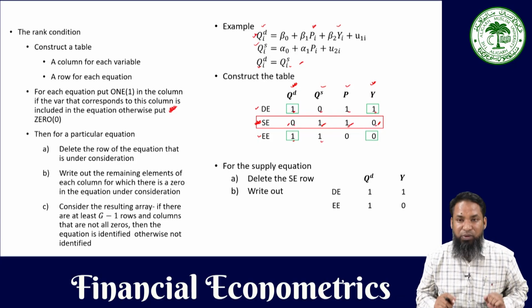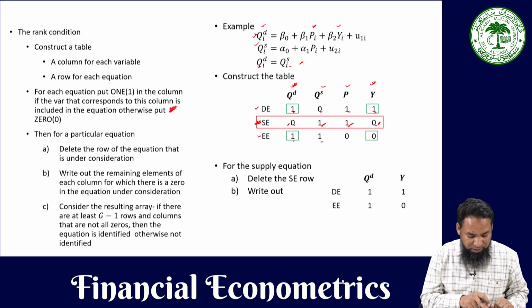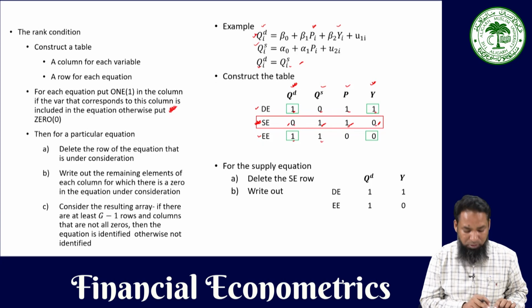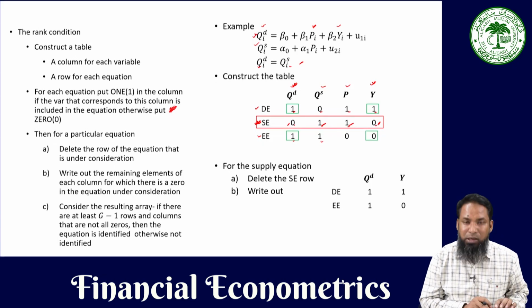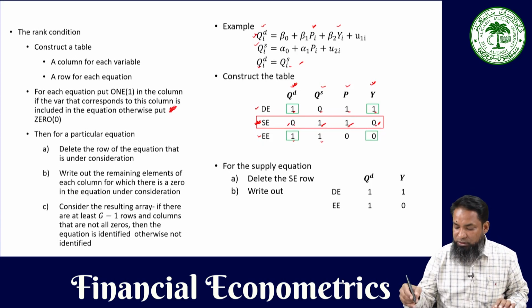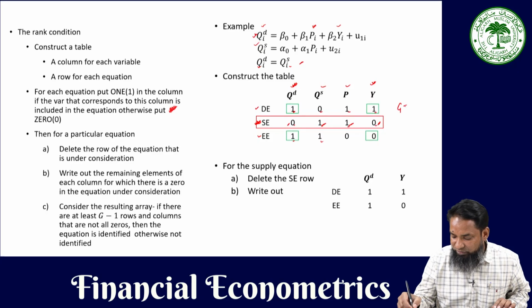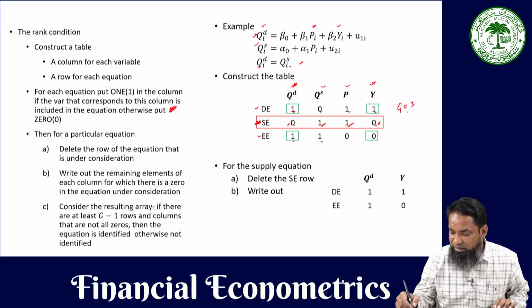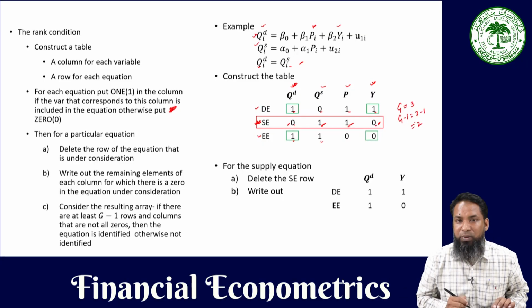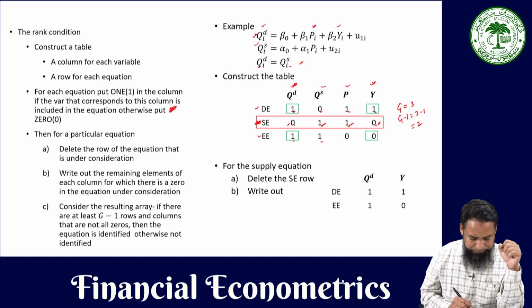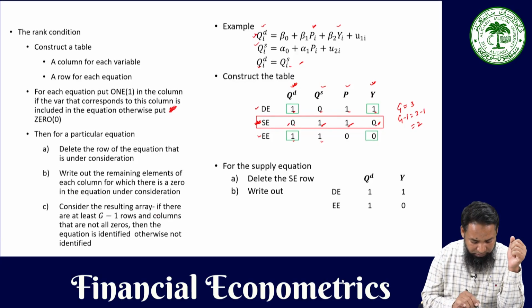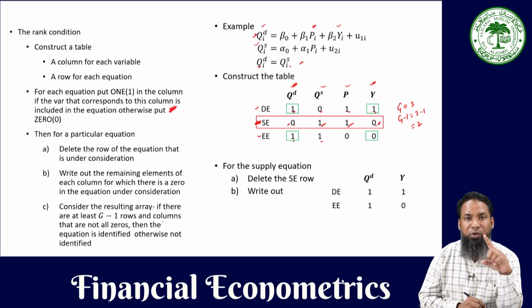Now the next part is what it says. Consider the resulting array if there are at least g minus 1 rows and columns that are not all 0. So g, the number of endogenous variables, was 3. G minus 1 is 3 minus 1, equal to 2. Now we have to consider rows and columns that are not all 0.